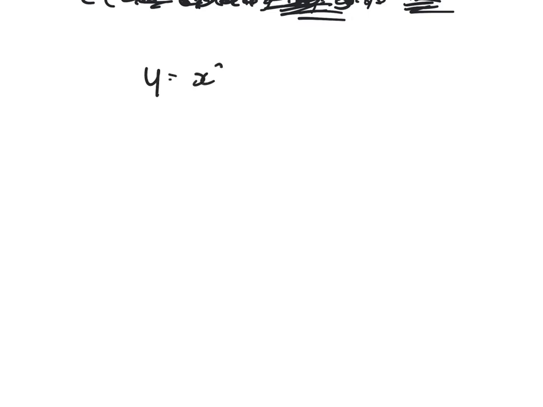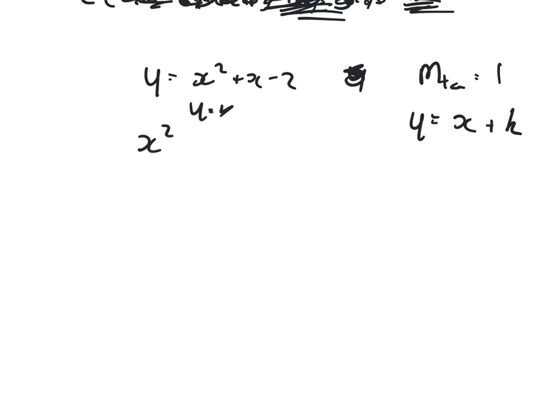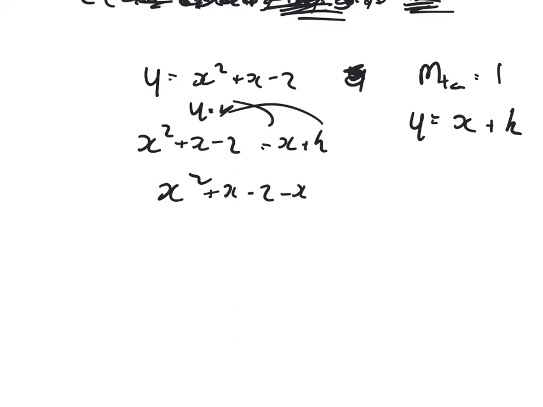y equals x squared plus x minus 2, and the gradient of the tangent is 1, so that can generally speaking be written as y equals mx plus c, 1x plus k. So we'll make y equal to y: x squared plus x minus 2 is equal to x plus k. That'll be x squared plus x minus 2 minus x minus k is equal to 0. Those two will cancel out, and I've got x squared minus 2 minus k is equal to 0.